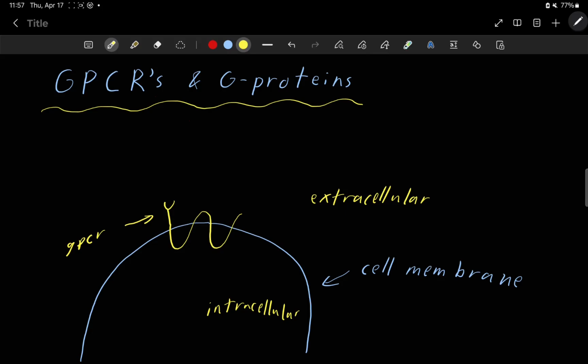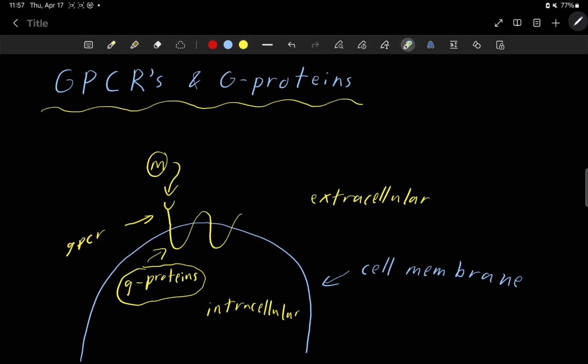And what this means is that it can interact with different things both on the outside of the cell and on the inside of the cell. So on the outside of the cell, you can have things like your messenger molecule, which can come and bind onto it. And on the inside of your cell, you have things such as G proteins, which can come and bind onto the intracellular part of the cell. And yeah, so you have these things interacting on the outside and the inside of the cell.